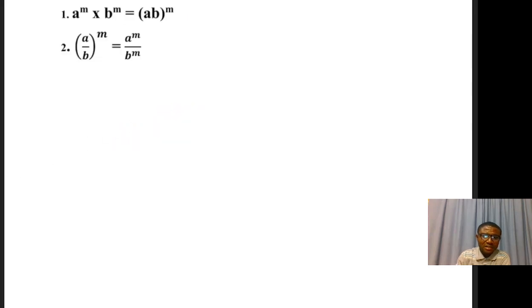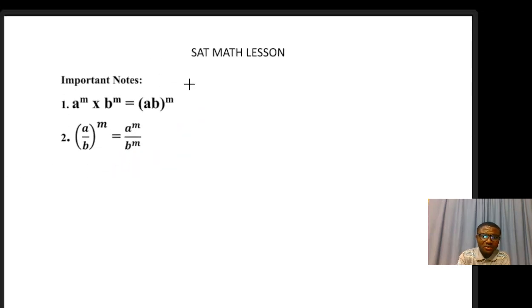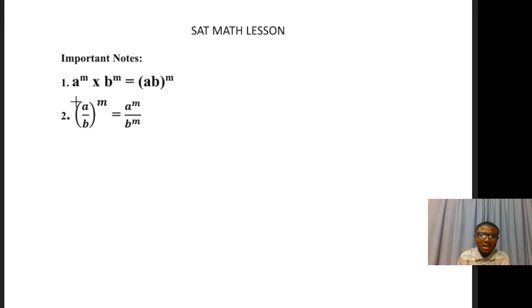Then for important notes, when we have a to the power of m multiplied by b to the power of m, you can write it in this form: a and b in the bracket, then since they have the same powers, you put the power outside.